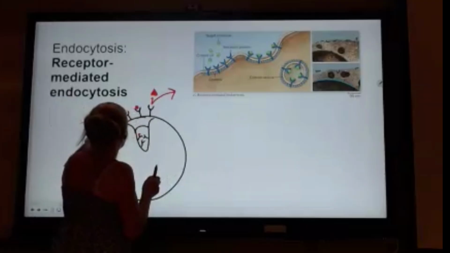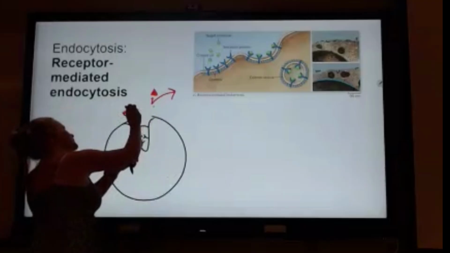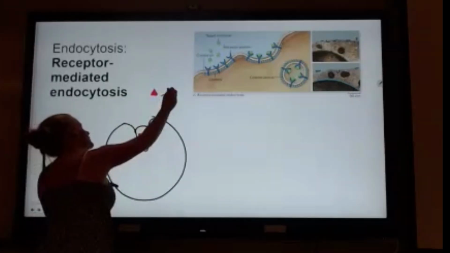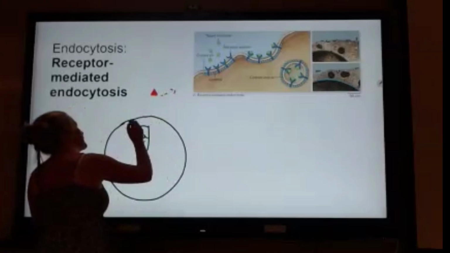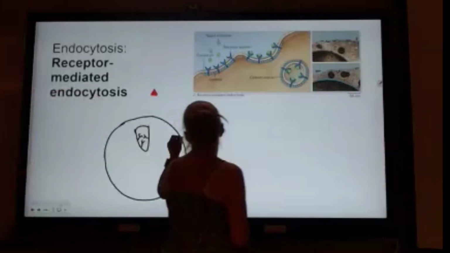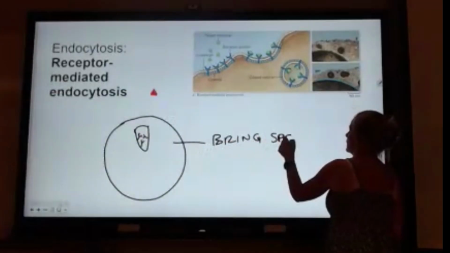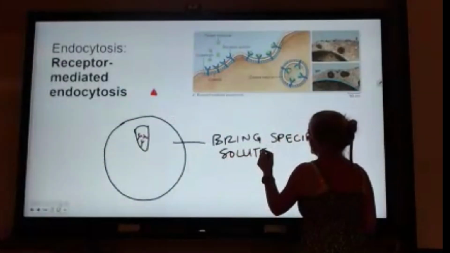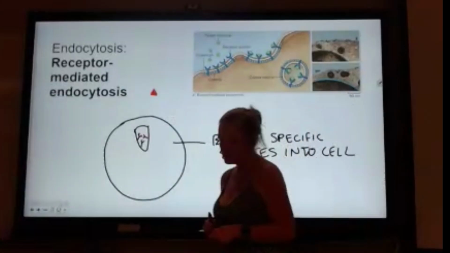Okay, pinch that off. All that stuff is now on the inside of this vesicle. And we've only picked up the circle solutes and left all the triangle solutes outside of the cell because we don't want that stuff right now. Okay. So this is how we're going to bring specific stuff into the cell. So only the things that we want.